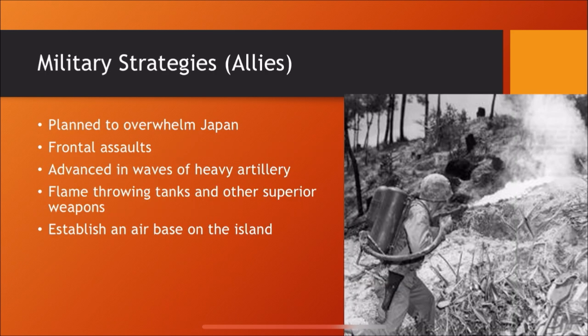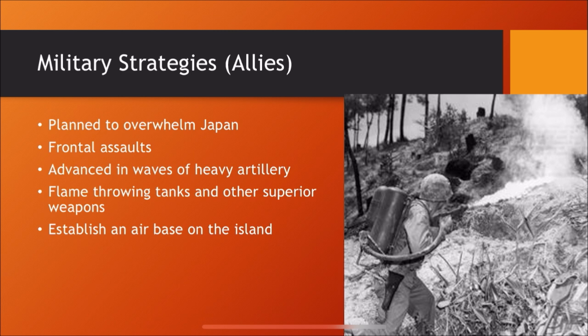Now I'm going to take a minute to discuss the military strategies that were used by both sides. The Allies had hoped to overwhelm Japan with constant attacks. They often utilized frontal assaults. This is when an enemy is attacked head-on and directly. This is known for being a high-risk, high-reward attack. It can be dangerous because many men are put at risk just to achieve a victory.